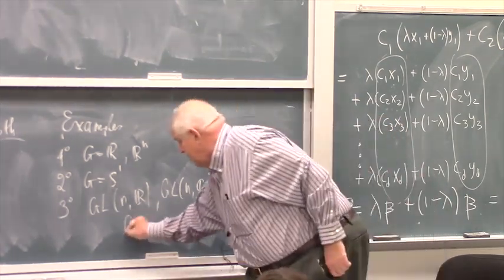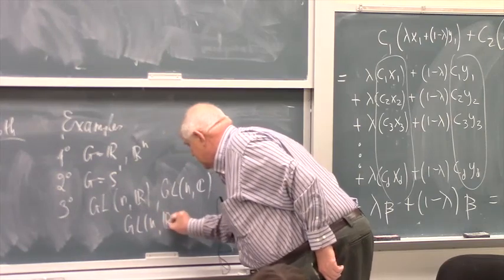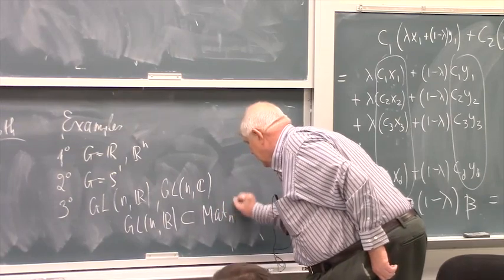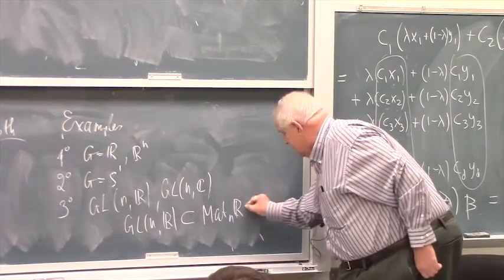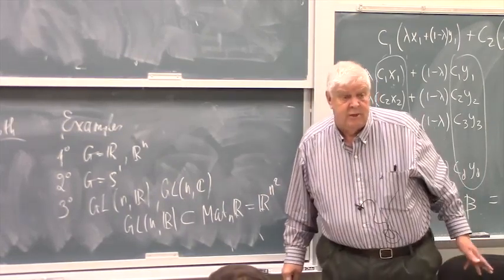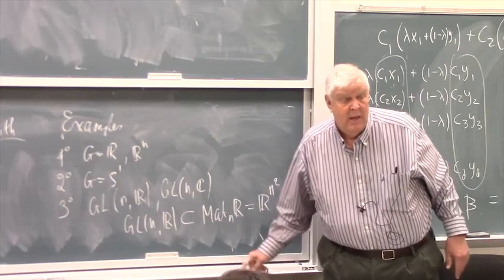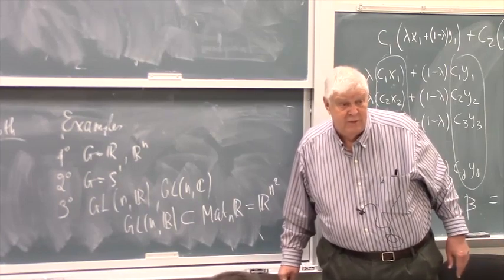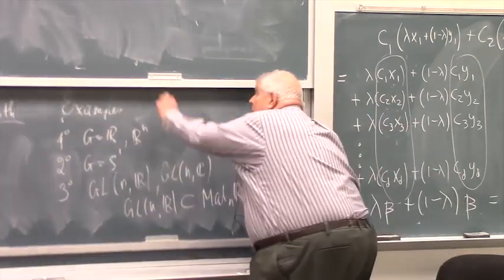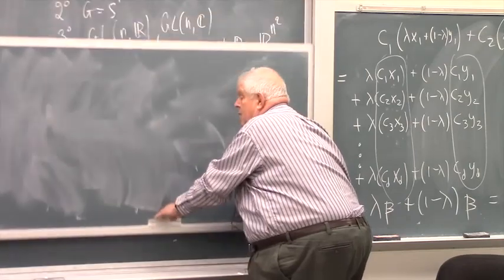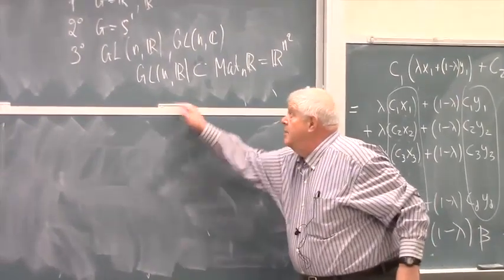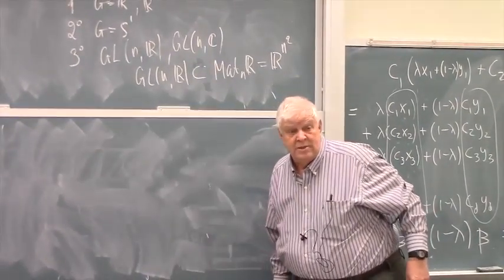So GL(n,R), similarly for C, is an open set in the space of all matrices, which is R^(n squared). An open set in Euclidean space is a manifold, certainly, and the multiplication operation and inversion, both of them, certainly are smooth maps. Manifolds have dimensions. So this group has dimension n squared, and 2n squared if you consider complex matrices.